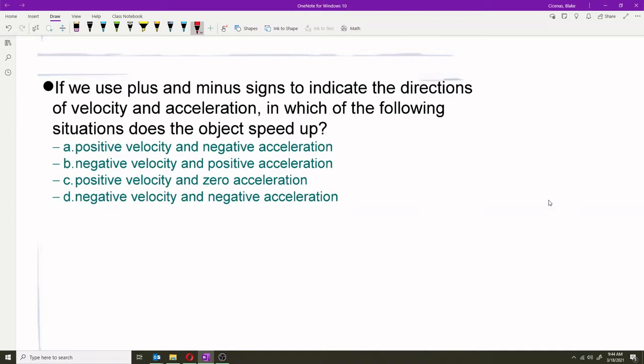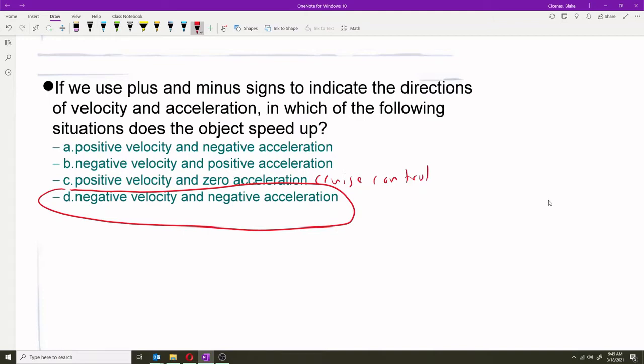A positive velocity and zero acceleration, well, this is just cruise control. That's all it is, because you're not accelerating. And a negative velocity, negative acceleration, well, remember when they go in the same direction, then you're actually speeding up, and so your answer is D by default.